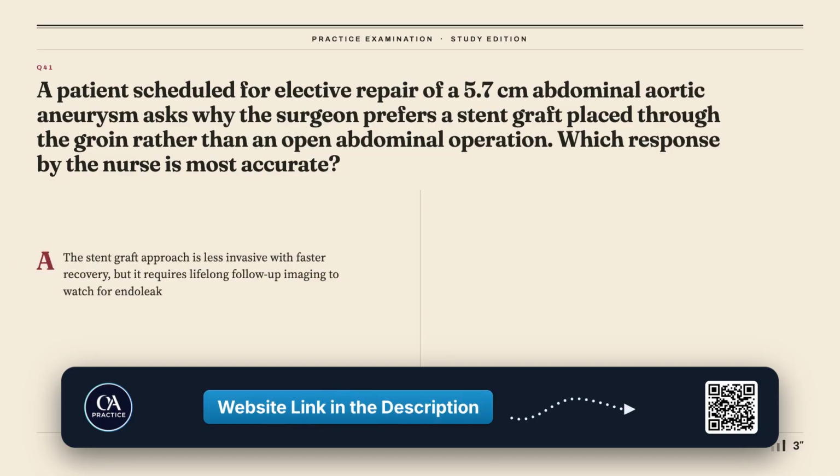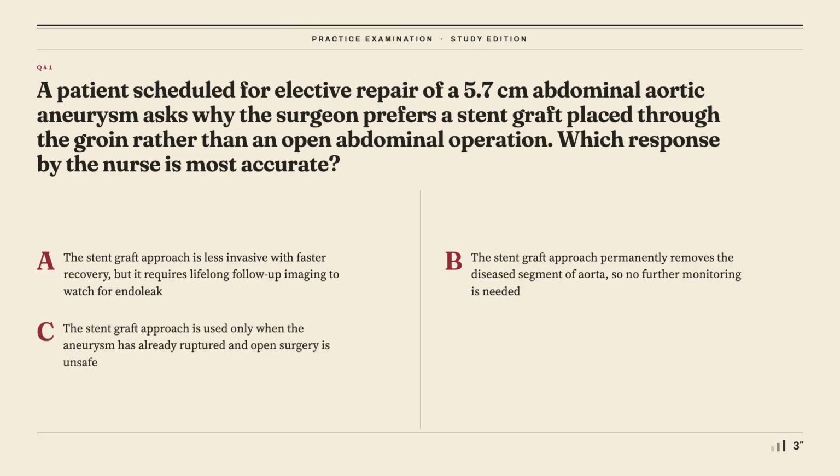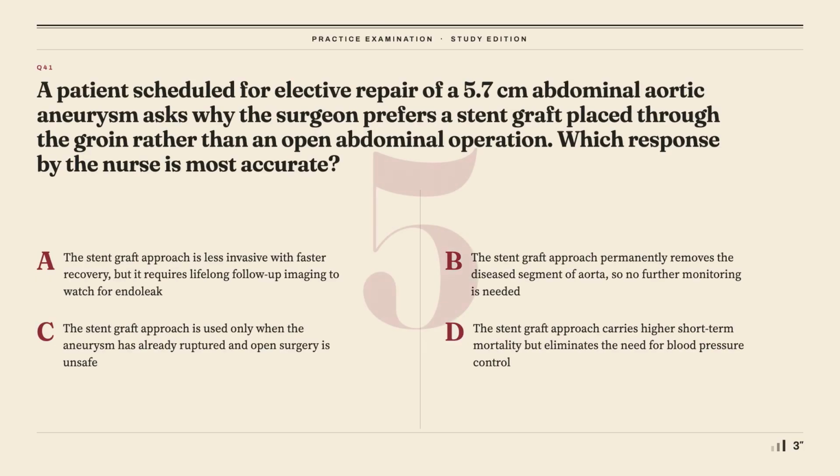Your options are: A. The stent graft approach is less invasive with faster recovery, but it requires lifelong follow-up imaging to watch for endoleak. B. The stent graft approach permanently removes the diseased segment of aorta, so no further monitoring is needed. C. The stent graft approach is used only when the aneurysm is already ruptured and open surgery is unsafe. D. The stent graft approach carries higher short-term mortality but eliminates the need for blood pressure control. Which one is it? Pause the video if you need more time.